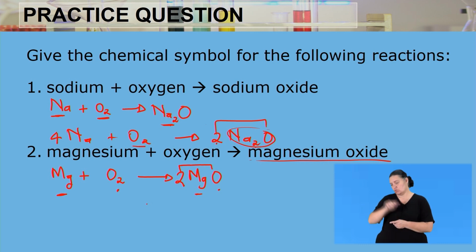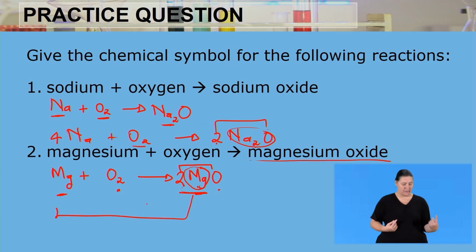Now that 2 multiplies my oxygen, so that gives me 2 oxygen on the right and 2 oxygen on the left. So oxygen is balanced. But with the magnesium, that 2 also multiplies the magnesium, so I have 2 magnesium atoms on the right-hand side, but I have 1 on the left-hand side. So if I just put a 2 there, that solves everything else because I have 2 atoms of magnesium and 2 atoms of oxygen on the left-hand side, then on the right-hand side, 2 magnesium atoms and 2 oxygen atoms.